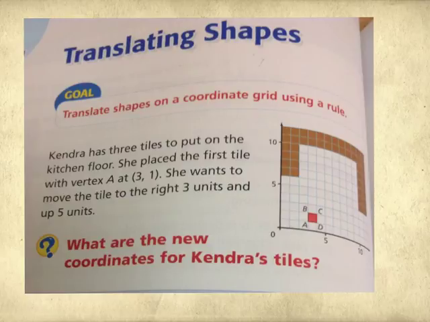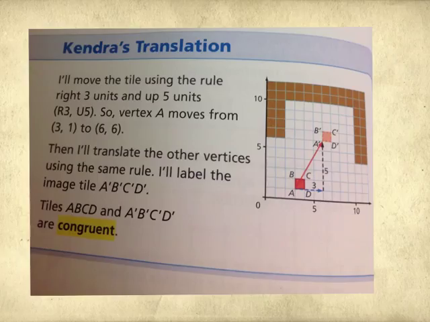Kendra has 3 tiles to put on the kitchen floor. She placed the first tile with vertex A at 3, 1. She wants to move the tile to the right 3 units and up 5 units. What will be the new coordinates for Kendra's tiles? So you can see here, here's her tile, and it's been labeled A, B, C, D. Vertex means corner, so she has vertex A at 3, 1, and she wants to move it 3 right and up 5. So here's Kendra's translation.